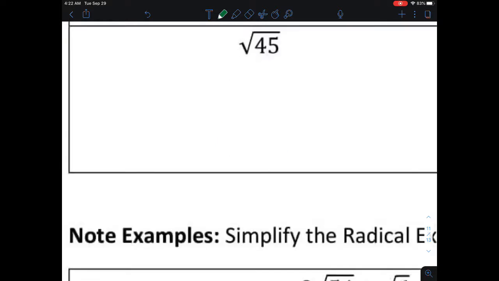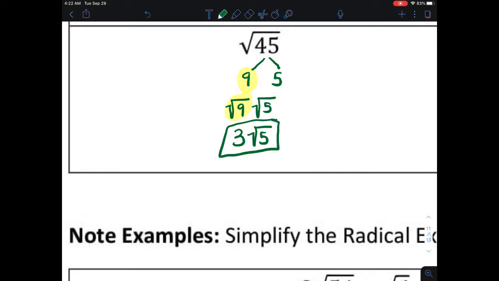Now let's simplify the square root of 45. So we'll break 45 up into the product of its factors. 45 is 9 times 5, and we're trying to find a factor that's a perfect square. 9 is a perfect square because 3 squared makes 9. And so I'm going to rewrite the square root of 45 as the square root of 9 times the square root of 5. We can take the square root of 9. Square root of 9 is 3. And so our simplified form of that radical would be 3 times the square root of 5.